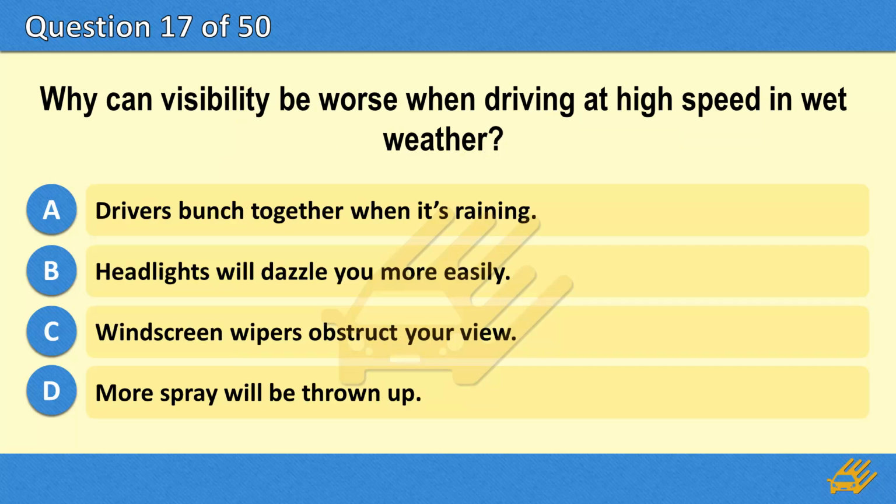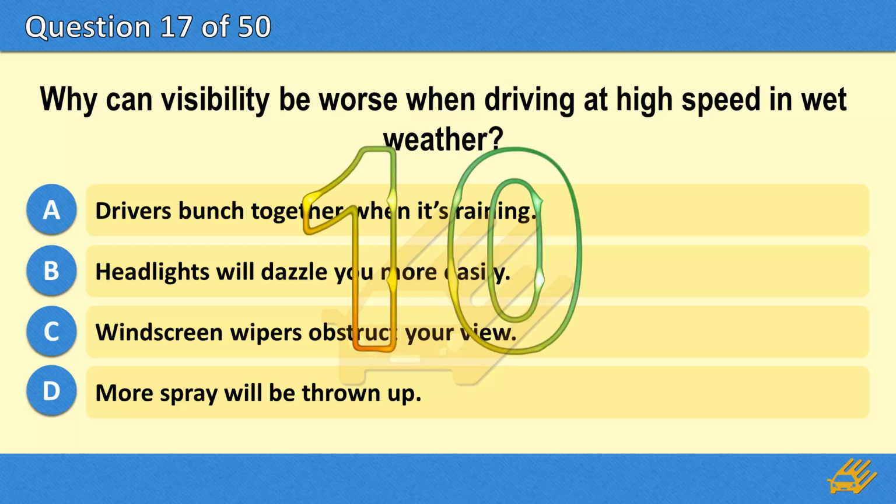Why can visibility be worse when driving at high speed in wet weather? A. Drivers bunch together when it's raining. B. Headlights will dazzle you more easily. C. Windscreen wipers obstruct your view. D. More spray will be thrown up.